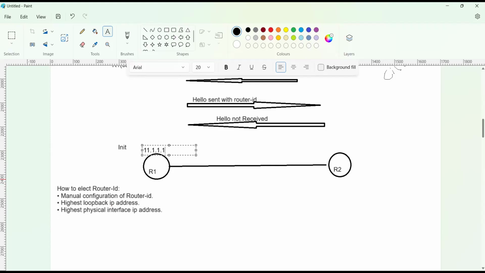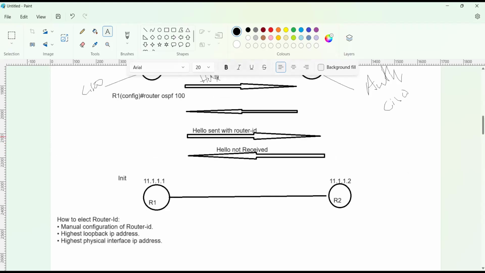If we configure 11.1.1.1 here and 1.1.1.2 there, and we have other interfaces too, like 10.1.1.1, then an election happens. Whichever is the highest will be elected as the router ID. Here 11 is the highest one, so it will be elected as the router ID.